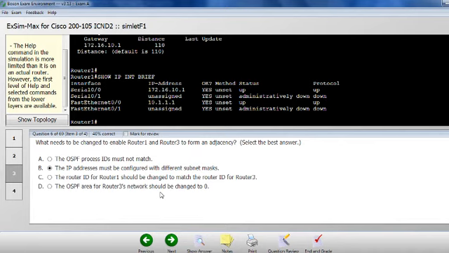They have to be in the same area, so I'm going to select D. I'm just going to take a wild guess, and I was right, because they have to be in the same area. So I got that right, but that was just a lucky guess. I'm not gonna lie.